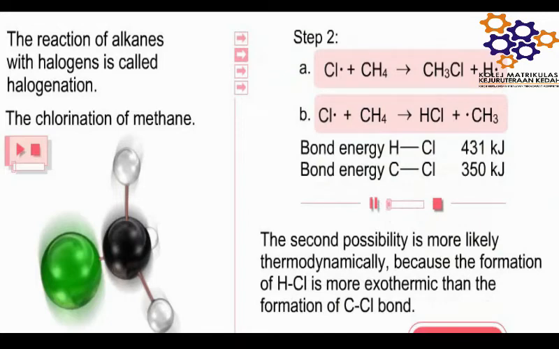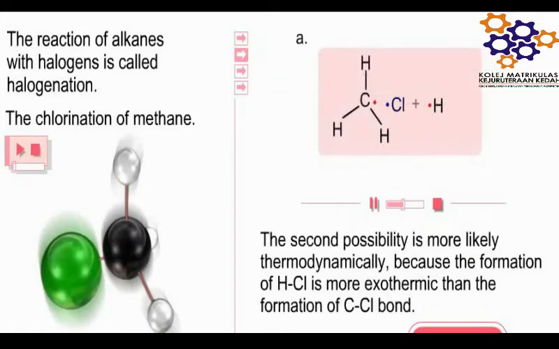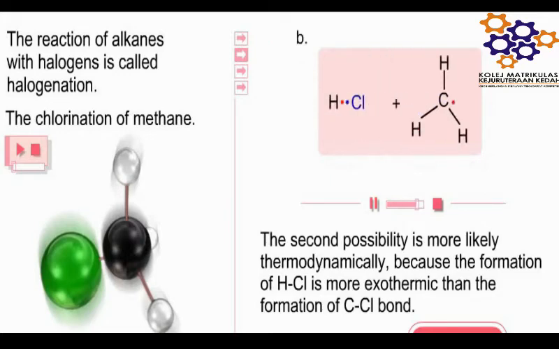Chlorine atoms are very reactive. Since they're surrounded by methane molecules, there are two possible reactions. Either chlorine bonds to a carbon atom to form chloromethane and a hydrogen atom, or it binds to a hydrogen atom to form hydrogen chloride and a methyl radical.